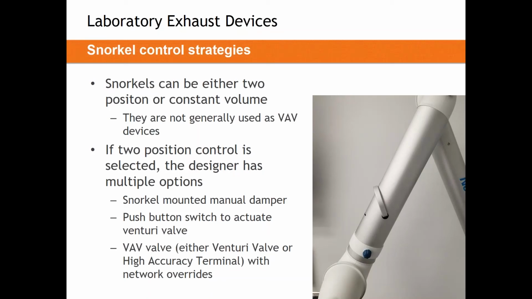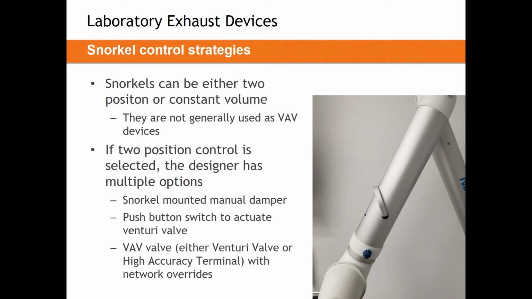You can see the image on the right. There's a selector, there's a manual damper on the snorkel. So if we provide a set constant volume through that snorkel, the user can turn it on or off. They can 100% shut it off or 100% open it up. That's a simple way to do it. You could also remove that manual damper or order the snorkel without it. Then you could put a push button on the wall to control two positions on an airflow control valve, whether it's a VAV box or high accuracy terminal or Venturi valve. All are options. But that could control the actual valve itself.